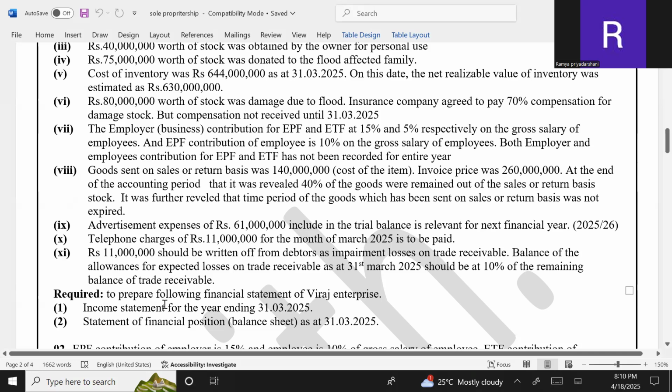They ask for the income statement for the year ended 31st March 25 and the statement of financial position as at 31st March 25. You have to know how to prepare financial statements based on a trial balance. This is a sole proprietorship, where only one owner is available. The trial balance is given, and there are 11 adjustments. Therefore, adjustments should be done from the beginning.